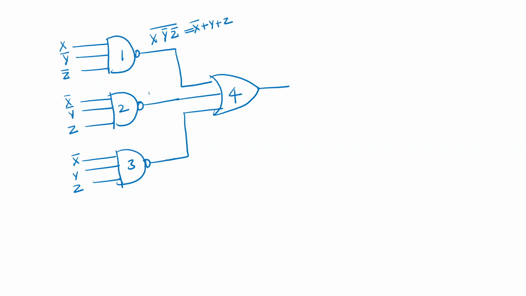Okay, and here if you see, x bar y bar z, (x bar y bar z) whole bar. Okay, so this is nothing but, complement of complement is true form, x plus y plus z bar you are getting. And here if you see, this is (x bar y z) whole bar. Okay, so if you apply De Morgan's law, complement of complement is true form, so x, y bar plus z bar. Okay, so what is the redundant gate?